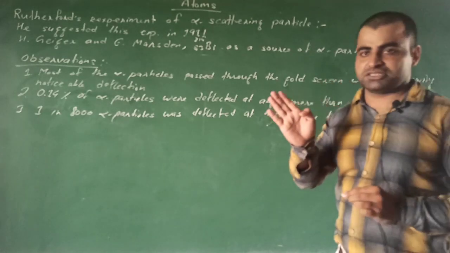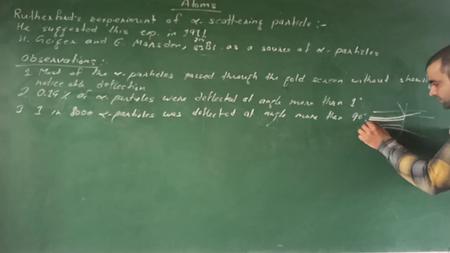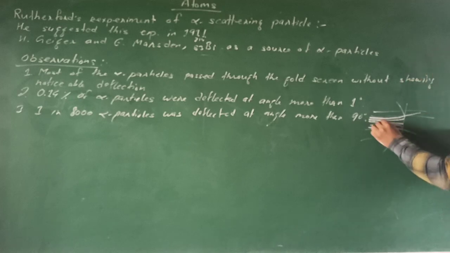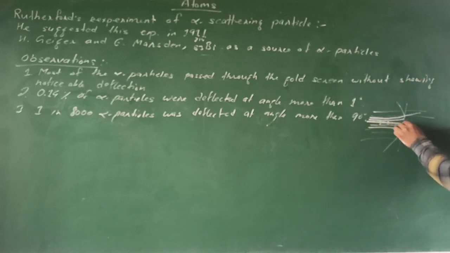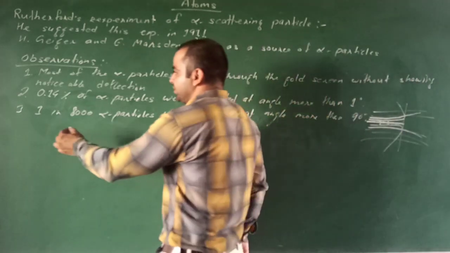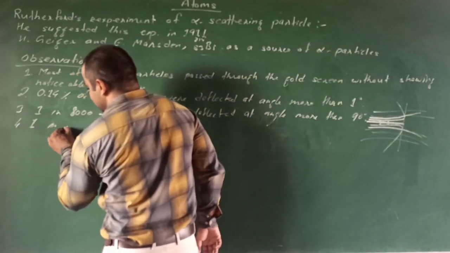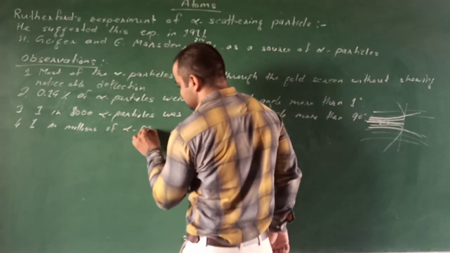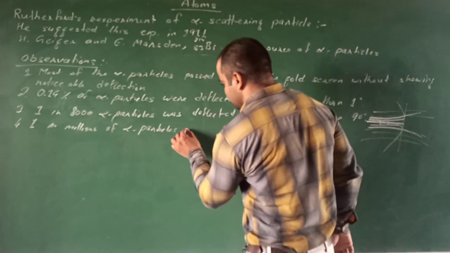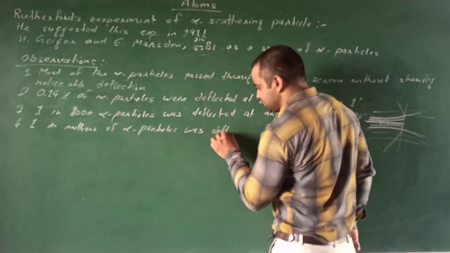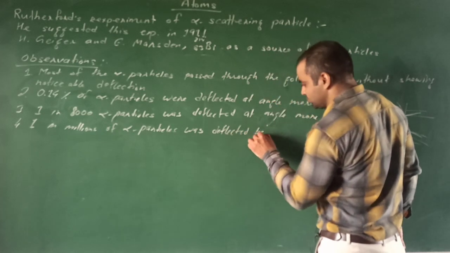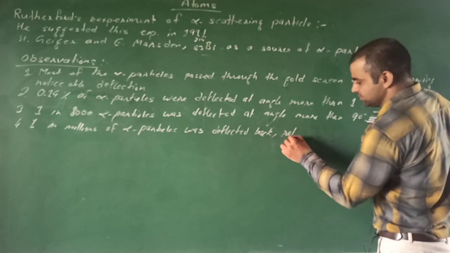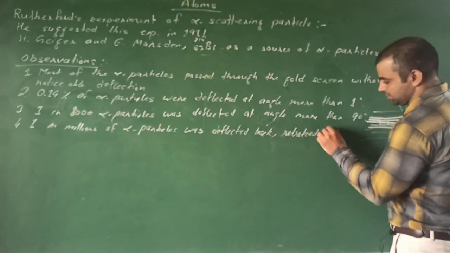And 1 in millions was deflected back, or say it retraced its path. So we can write here: 1 in millions of alpha particles was deflected back, or say at angle 180, that retraced its path.